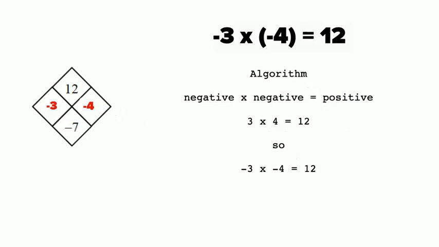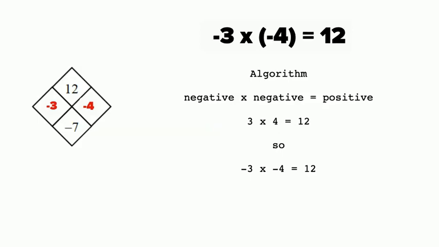So first thing we know is that from our algorithm, a negative times a negative is always going to give a positive product. So here I know that -3 times -4 is going to give a positive product, and I know that 3 times 4 is 12. So therefore, I know my answer to this has to be positive, and it has to be 12. So -3 times -4 will give me a positive 12 as a product.